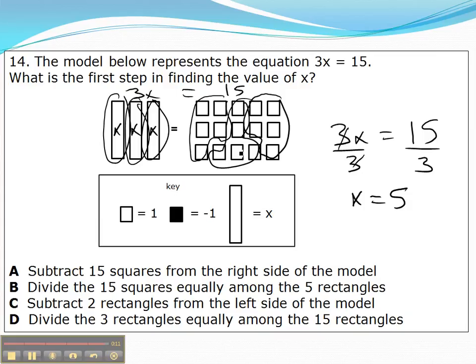So we've divided the 15 squares equally among the 5 rectangles. So that's the right answer choice.